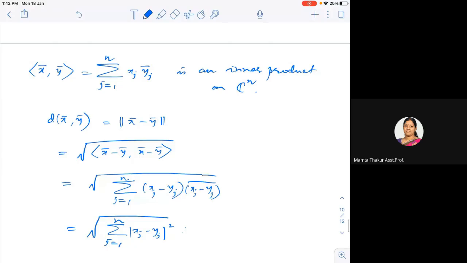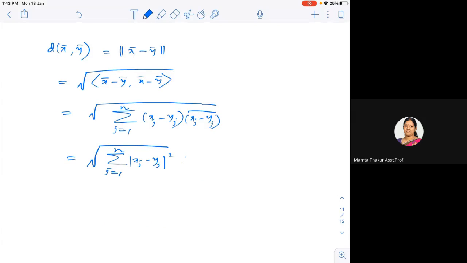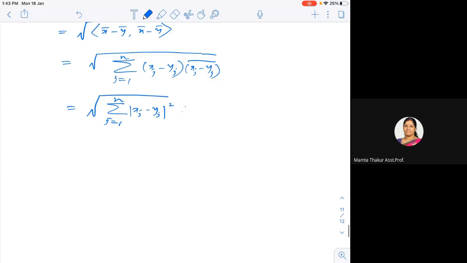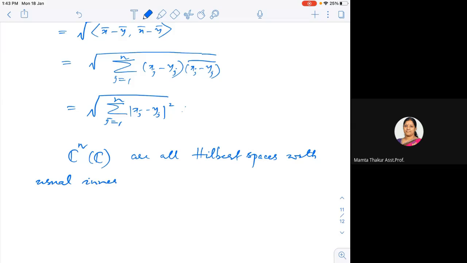With this d, it is going to become a complete metric space, and it is going to be an inner product space. These are the spaces which are of prime importance to us. These are all Hilbert spaces with the usual inner product.